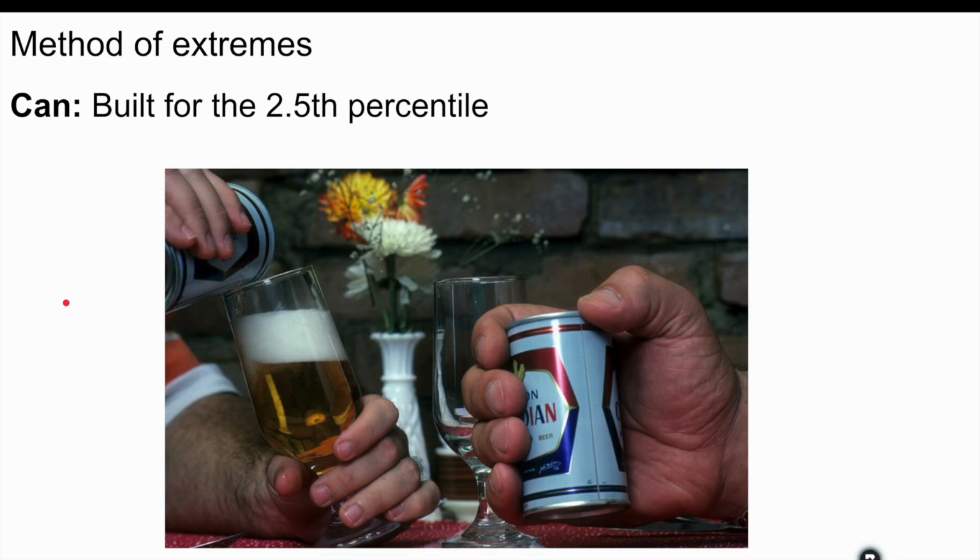This is just a classic image. This is Andre the Giant holding a can, and the can is built for the 2.5 percentile, and of course he was not in that percentile. He was quite a large person, so in the 95th, well, probably the 97.5 percentile. So this is an example of a product that's built for the low end of the distribution curve because everybody should be able to hold a can.